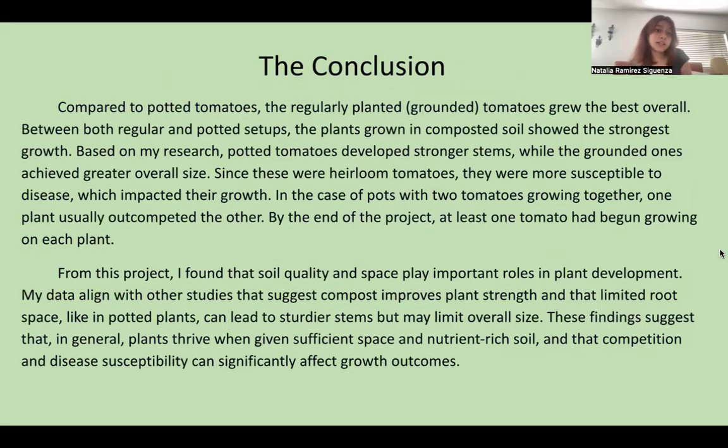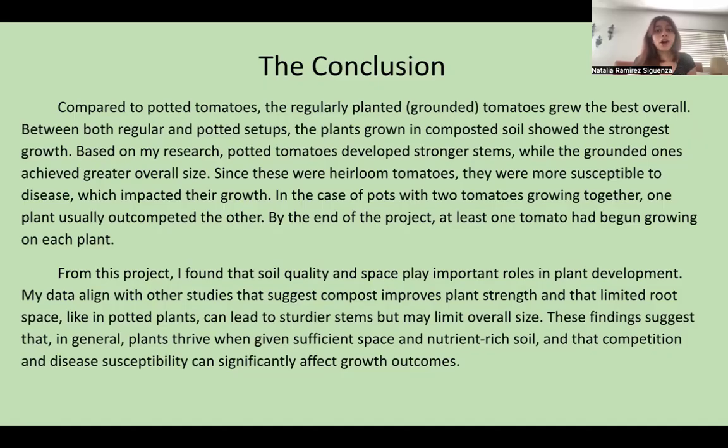My conclusion was, compared to the potted tomatoes, the regularly planted tomatoes grew the best overall. Between both regular and potted setups, the plants grown in composted soil showed the strongest growth. Based on my research, potted tomatoes developed stronger stems, while the grounded one achieved greater overall size. Since these were heirloom tomatoes, they were more susceptible to disease, which impacted their growth. Again, with the yellowing, I had taken those leaves off just to prevent any increase of diseases. So I prevented it before it could continue.